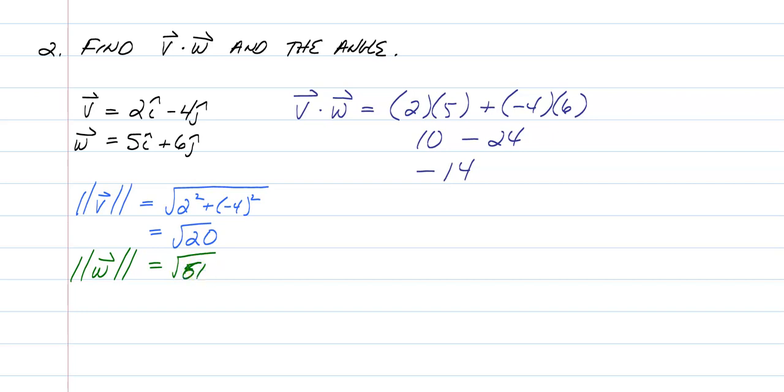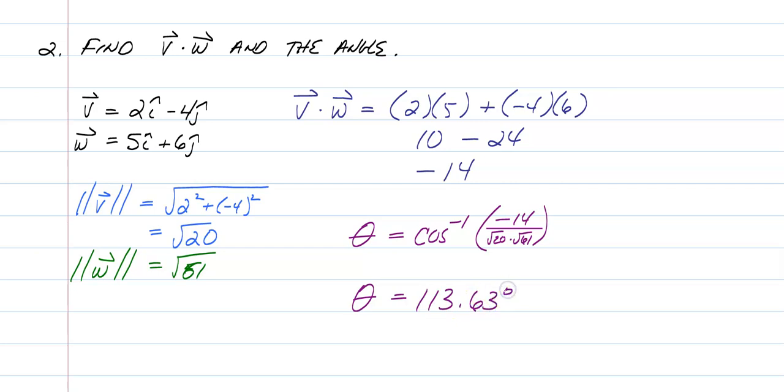So now we're going to calculate the angle. The angle is inverse cosine of our dot product, which is negative 14, which we already found up there. And then we're going to multiply the magnitudes, so it would be the square root of 20 times the square root of 61. We're just going to type all of that in our calculator, and we're going to find out that the angle is equal to 113.63 degrees. And that's how we find the angle.